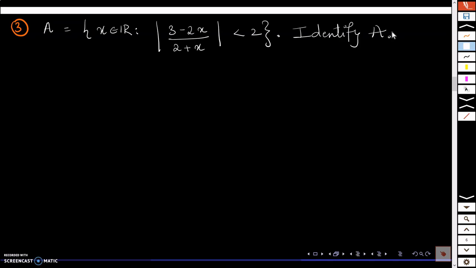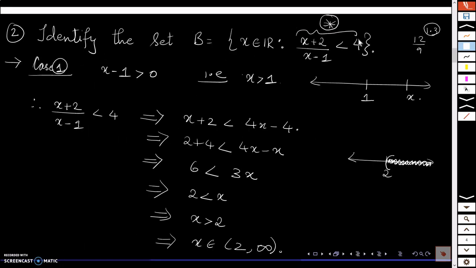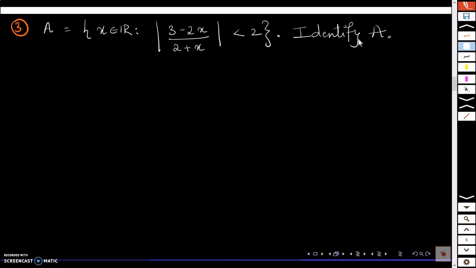So if you look at the first problem that we did, we had a similar modulus here, but this was equality here, right? And it was very simple when it was equality. So even this one is simple but slightly tricky. We need to find all those real numbers x which satisfy this condition star. So if the modulus of (3 minus 2x) upon (2 plus x) is less than 2, then I will say that this point x is coming inside my set A, otherwise it is not coming. So finally we have to find all the points in A, right?